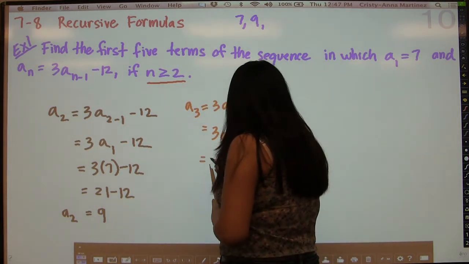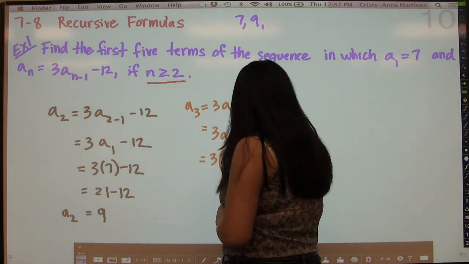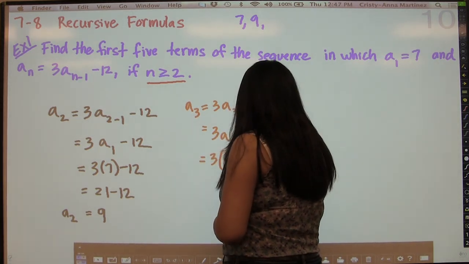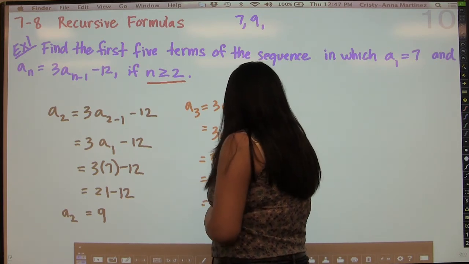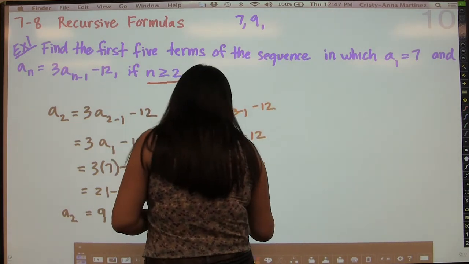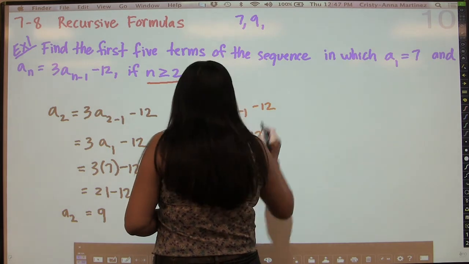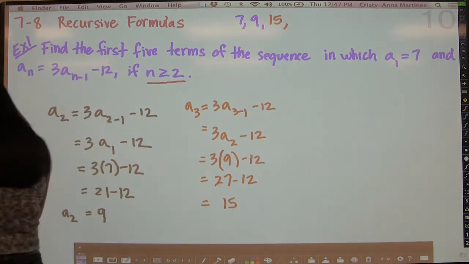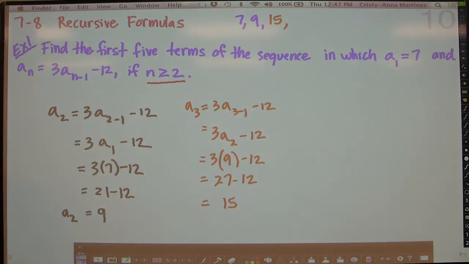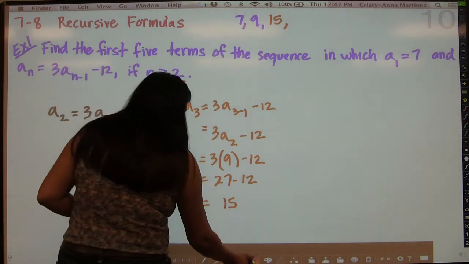So we're going to get 3 times a sub 2, which was 9, minus 12, which is then 27 minus 12. And 27 minus 12 is 15. So now we have our third term, which is 15. So now we're going to find a sub 4.